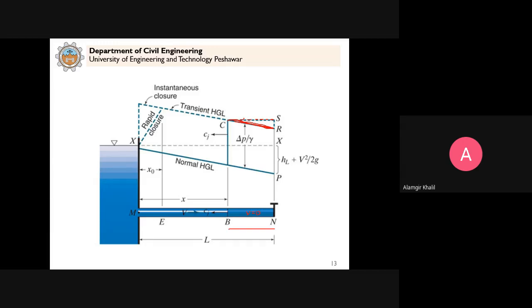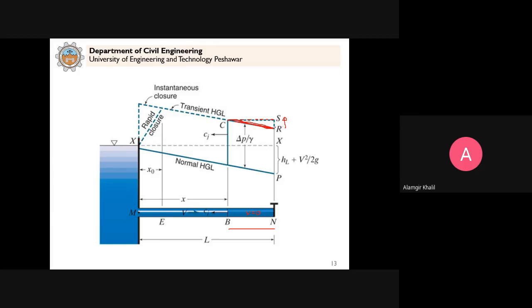Clear? So hence, instead of the transient gradient having the slope imposed by the friction, this CR, it will approach the horizontal line CS. So as the pressure at C cannot change, clear? Thus the pressure head at N will be raised to a slightly higher value than NR, shortly after the valve is closed.